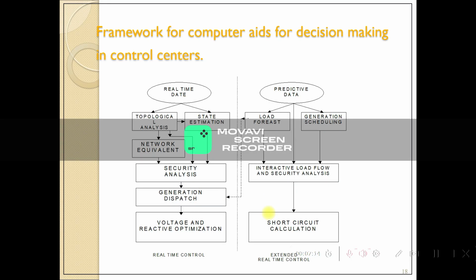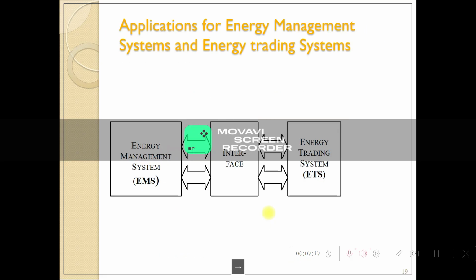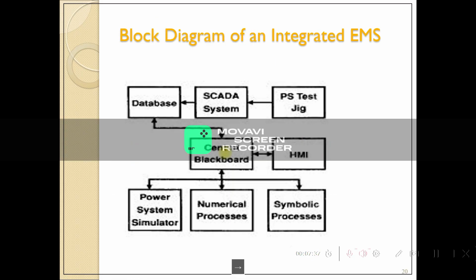Computer aided decision making in control centers. Next one, application for energy management systems and energy trading systems. The energy management system (EMS) and the energy trading system (ETS) are connected to interfacing devices of computer control systems. Next one, block diagram of an integrated EMS: database, SCADA system, test jack, and a central blackboard, HMI, and the power system simulator, numerical processes, and symbolic processes.